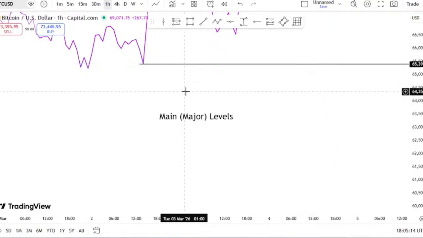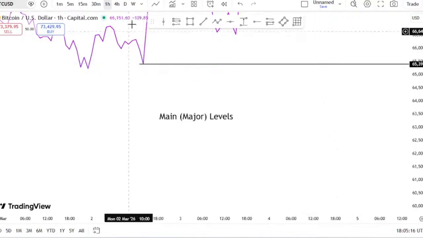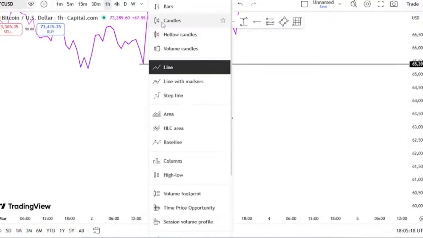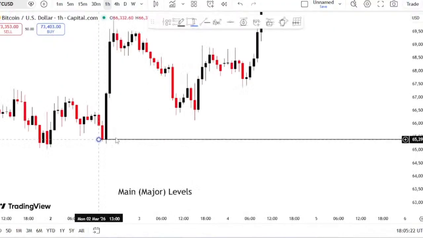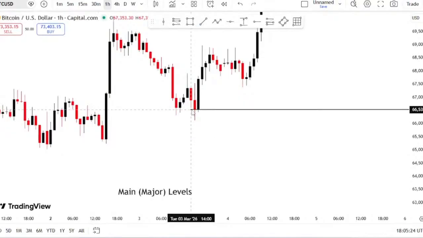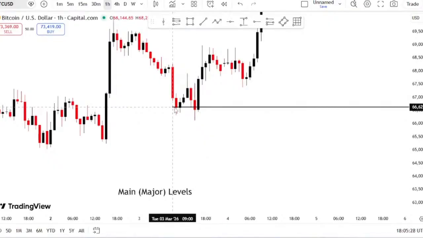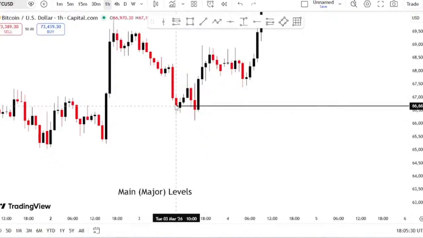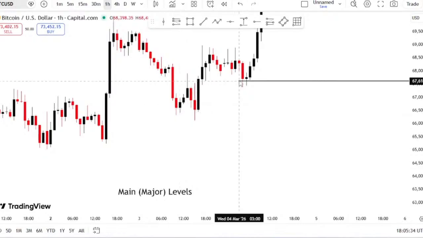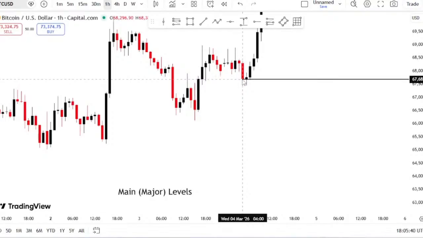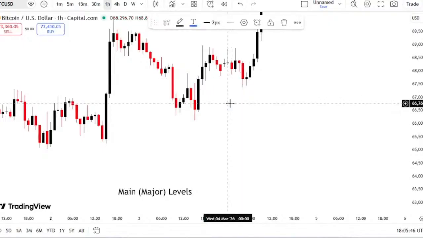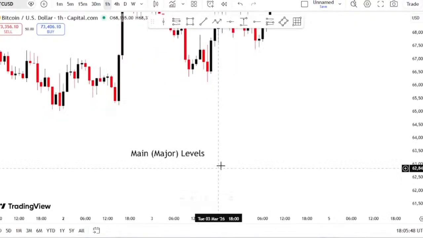Now that is how support is formed. Let's also look at more examples. Here is another support. Bear candle followed by a bullish candle. The same thing here. Bear candle followed by a bullish candle. So here you have another one. So this is support. That is how support is formed in the market. Now that is one of the major levels that we expect price to react from.